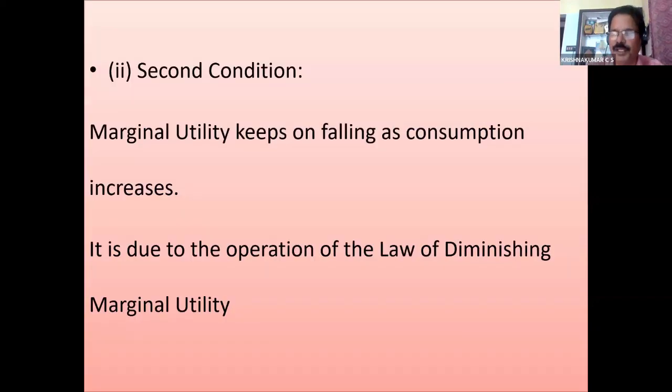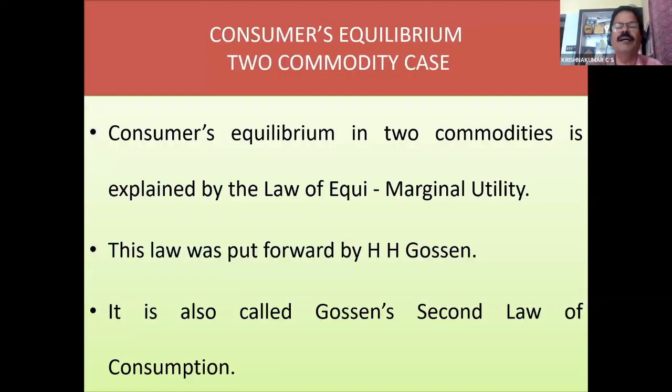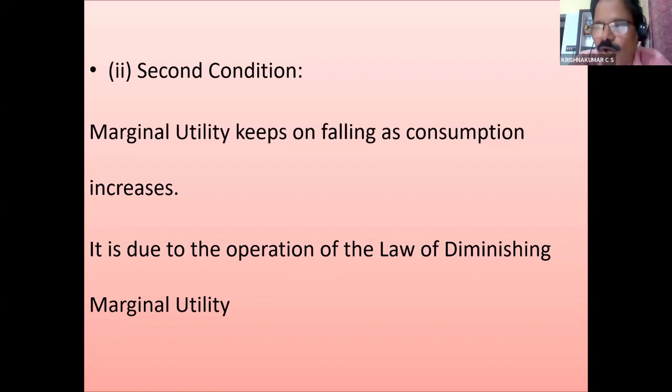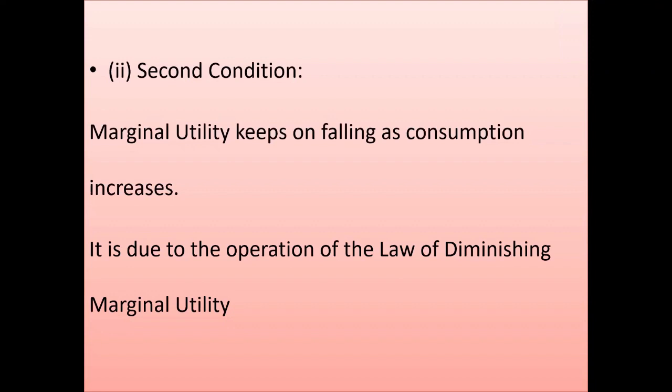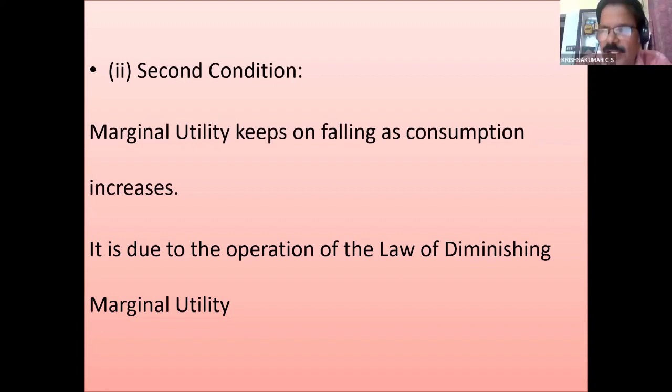Now the two commodity case. The two commodity case is explained with the help of a law. What is that law called? Which law explains the two commodity case? Law of equimarginal utility. Yes, law of equimarginal utility. Such information, please share with the children. When is the consumer in equilibrium in the two commodity case?